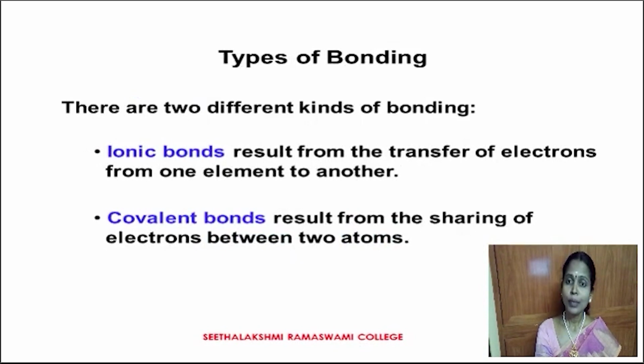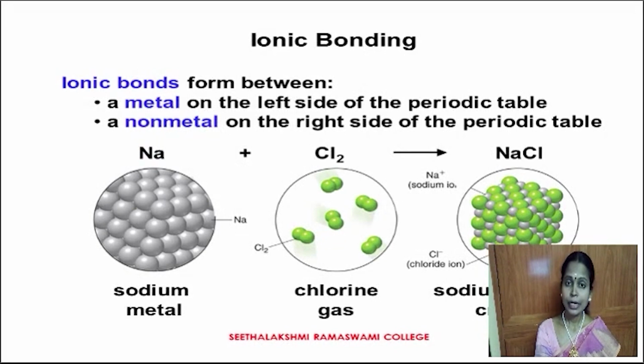There are two main kinds of bonding. Number one is ionic bonding. Ionic bonds result from the transfer of electrons from one element to the other. Number two is covalent bonding. And covalent bonds result from the sharing of electrons between two atoms. So in general, an ionic bond is formed by a metal on the left side of the periodic table with a non-metal on the right side of the periodic table. As we see in the slide right here, sodium metal reacts with chlorine gas to form sodium chloride, which is an ionic compound.